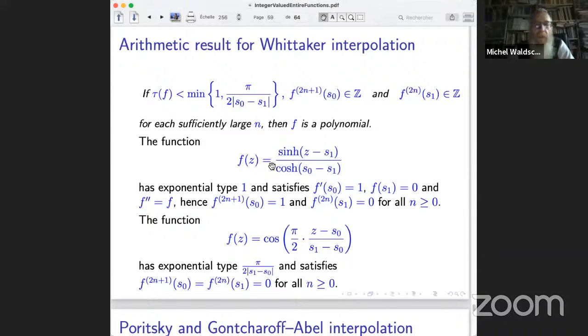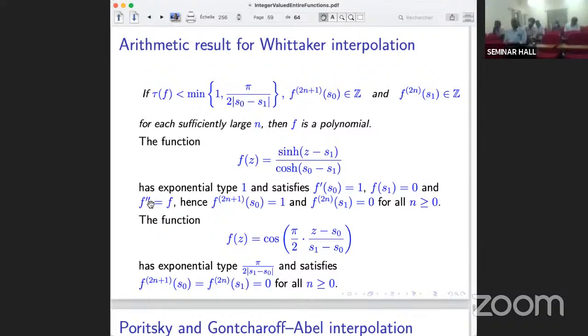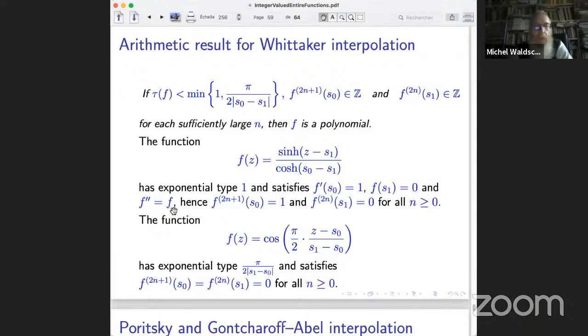For the type 1, you take hyperbolic sine of z minus S1 divided by hyperbolic cosine of S0 minus S1. And again, it's a solution of the differential equation f double prime equal f. And for the exponential type pi over 2 S0 minus S1, you take the function cosine of pi over 2 times z minus S0 divided by S1 minus S0. And so this is best possible.